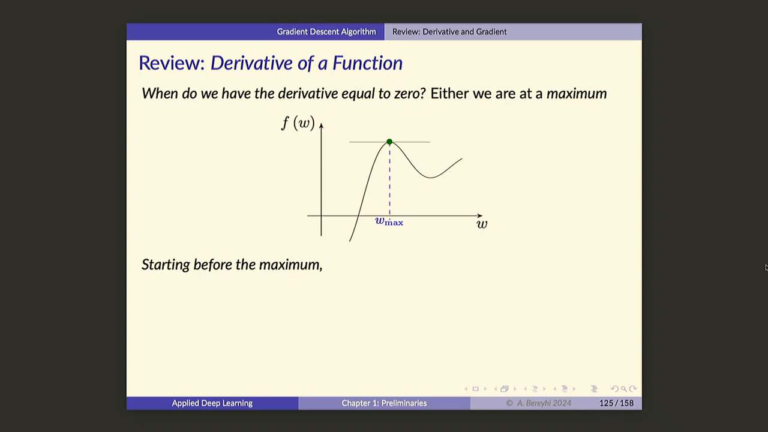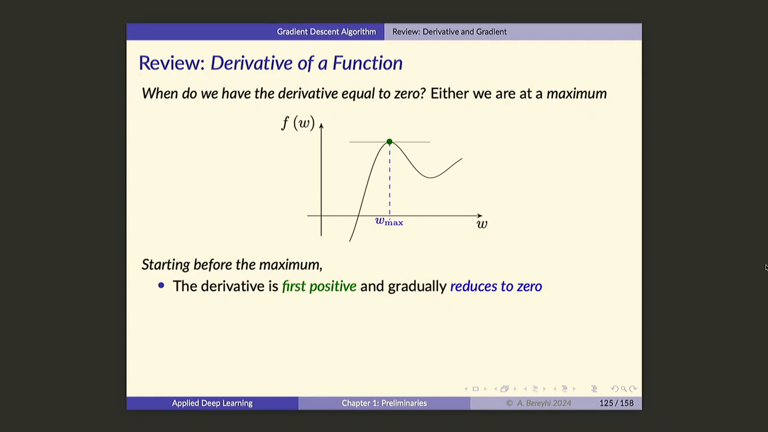It's positive, something positive, right? And then when I get to the maximum, it's 0. And what happens when I pass the maximum? It's going to be negative, exactly. So you have first a positive derivative, then it reduces to 0 gradually, and after that it is going to be negative, right?